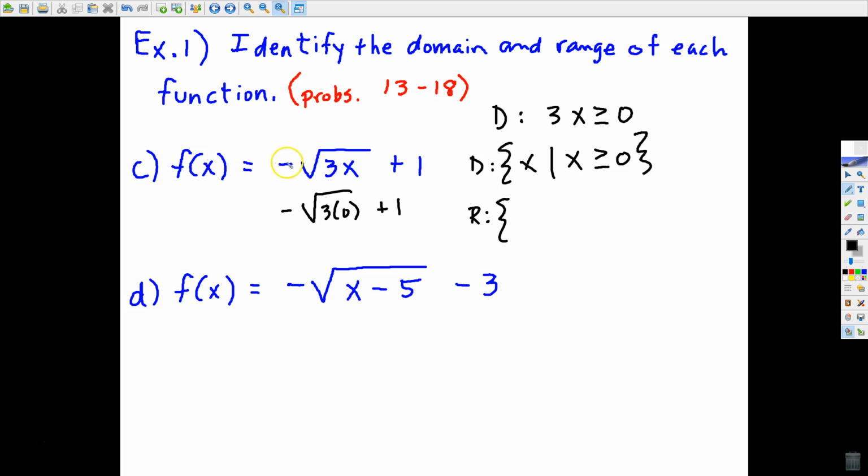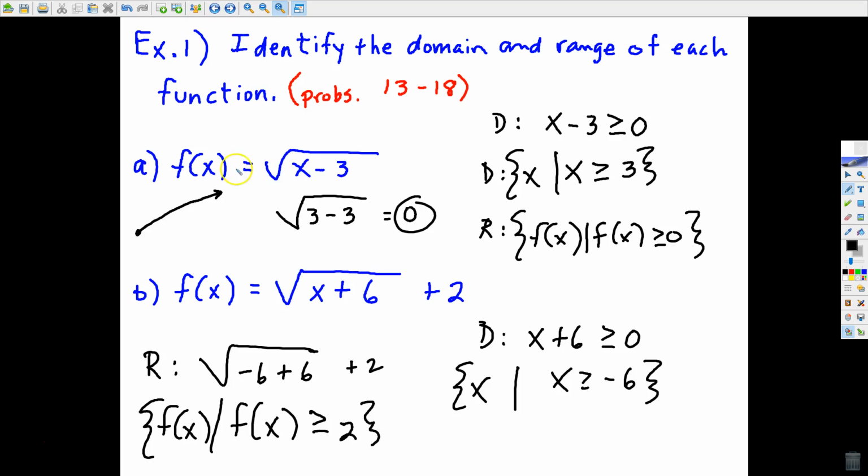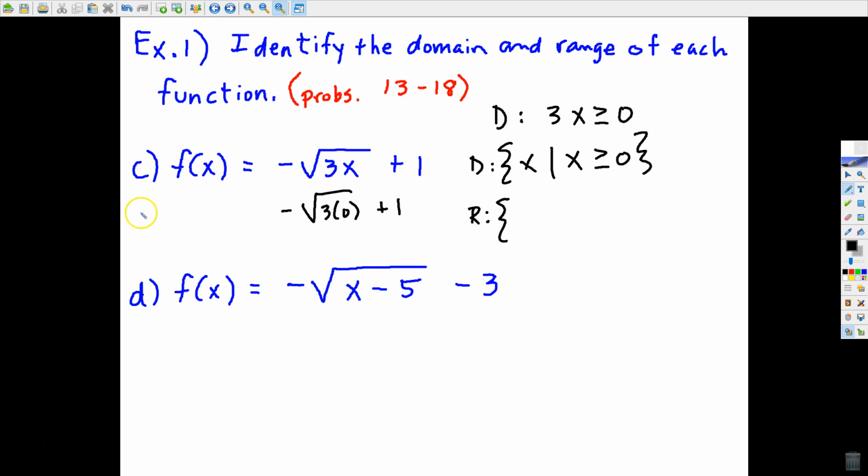All right. Remember, when A is positive, the graph took on this basic shape, which meant this end point was the very bottom. But when A is negative, it reflects. So that end point now becomes the very top. Do you see the difference? This negative causes our parent function to reflect over the x-axis.